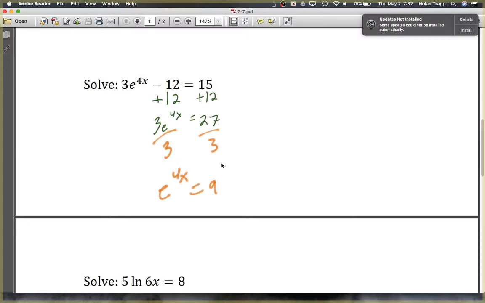Then to get rid of e, all you have to remember is put ln on there because the bases cancel. And so I end up with 4x equals ln of 9 divided by 4.